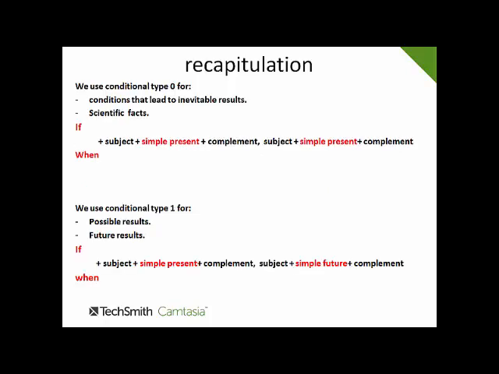The last thing that we are going to do is a quick recapitulation. So conditional type 0, the use. We use conditional type 0 to talk about conditions that lead to inevitable results.